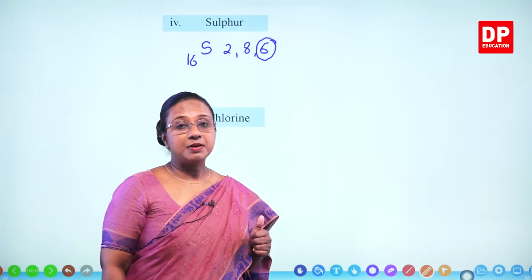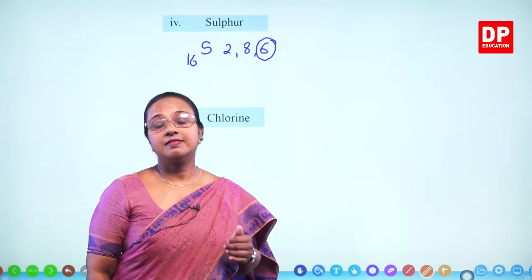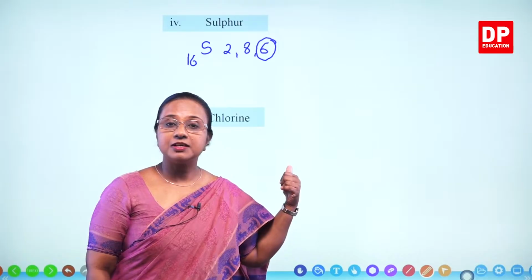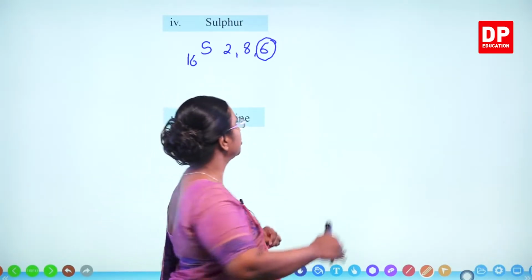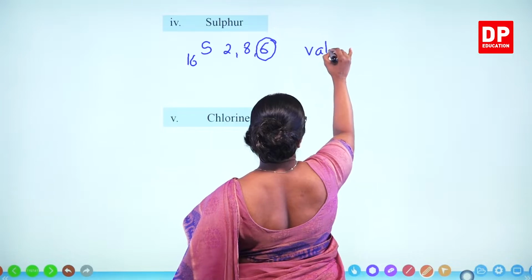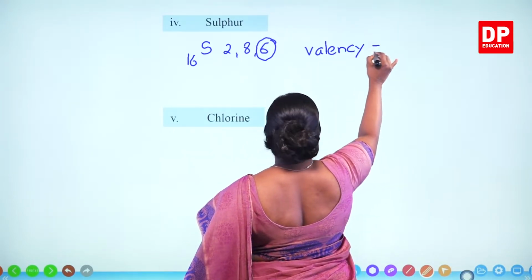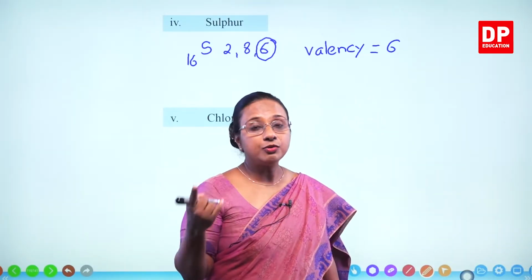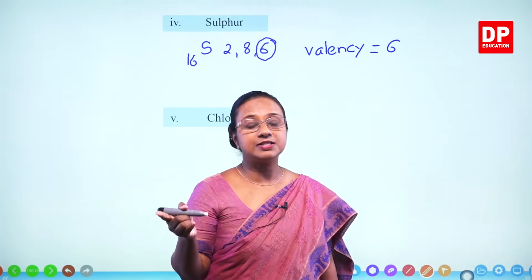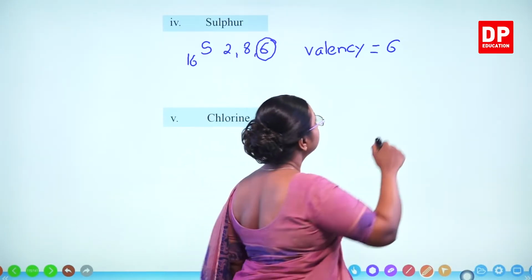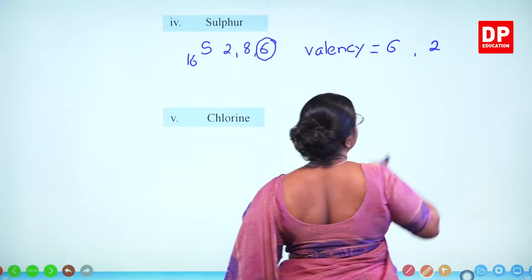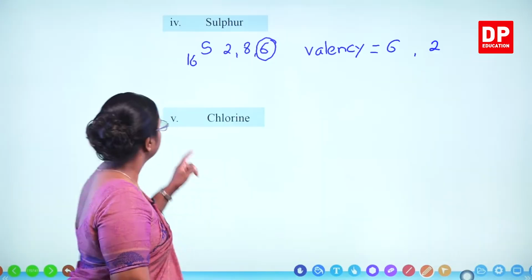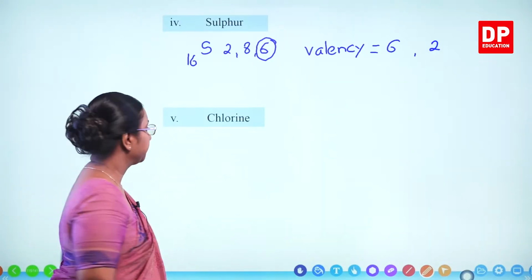And you can remember there are a few elements that have more than one valency, and sulfur is one of them. It has 2 valencies. One is 6, the group number itself, and for group 6 it is 8 minus 6, valency equal to 2. So it has another valency, 2. Sulfur has 2 valencies.